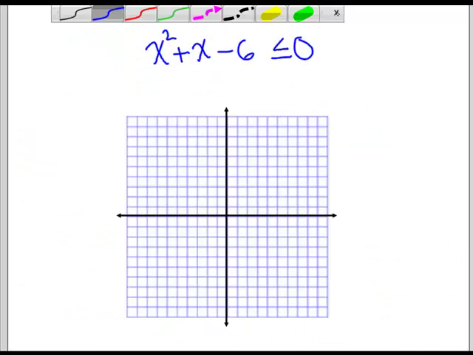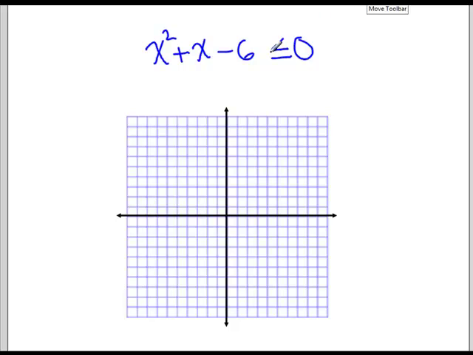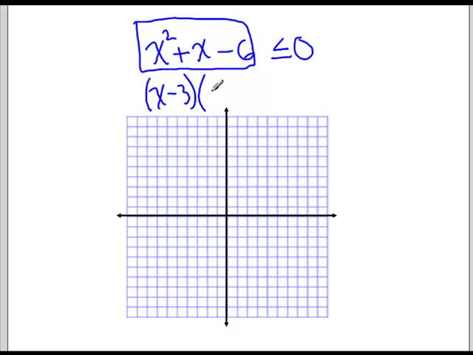Alright, so what we're talking about here is we want to find when polynomials are less than or equal to or greater than or equal to a value. In this case, it's always going to be 0. So what we're going to do here is we're always going to want to find the roots. This specific one can be factored to be x minus 3 times x plus 2.